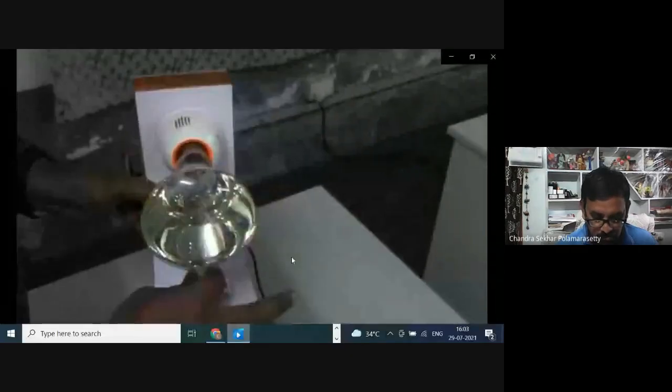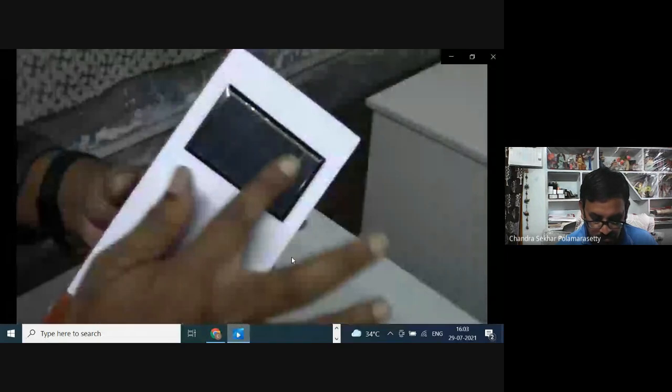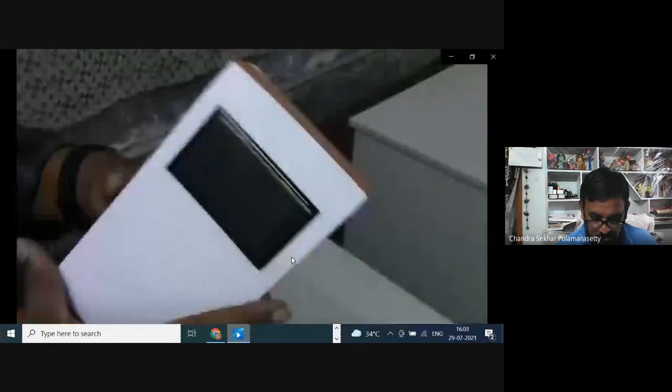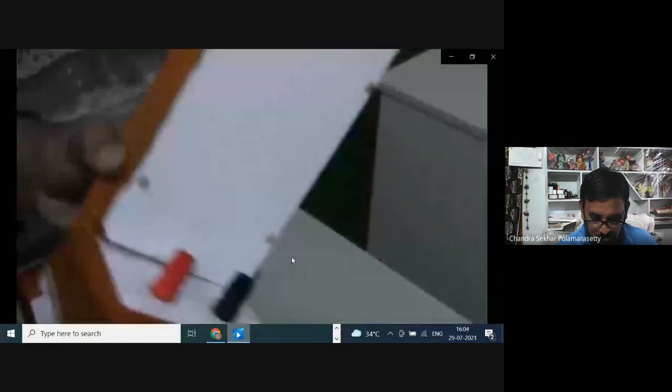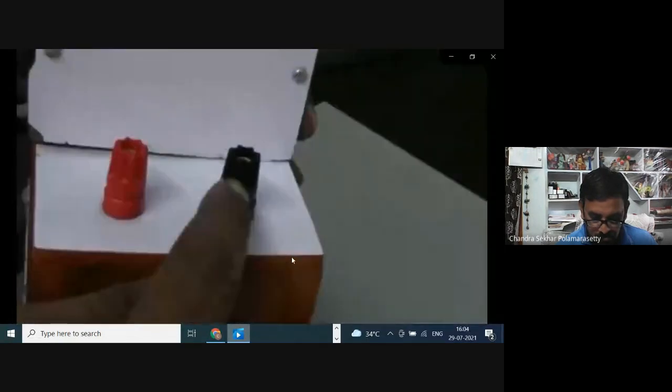See students, this is the on and off switch. If you rotate this knob in clockwise direction, you can increase the brightness of the light. If you rotate it in anti-clockwise direction, you can decrease the brightness of the light. And finally, this is the switch off. So this is the source of light.